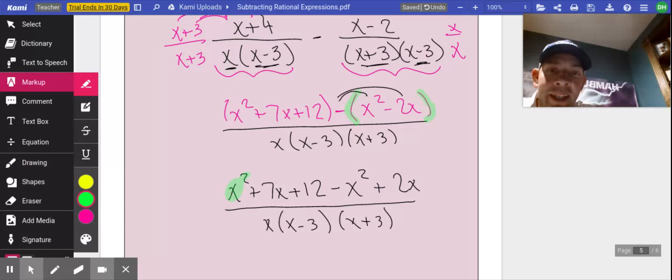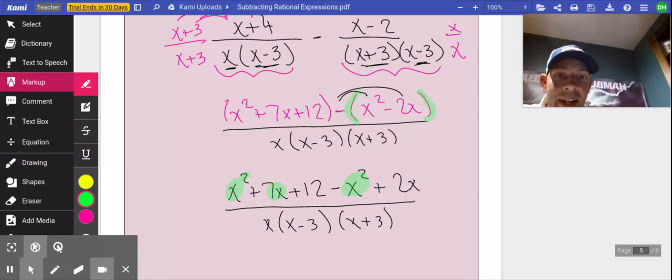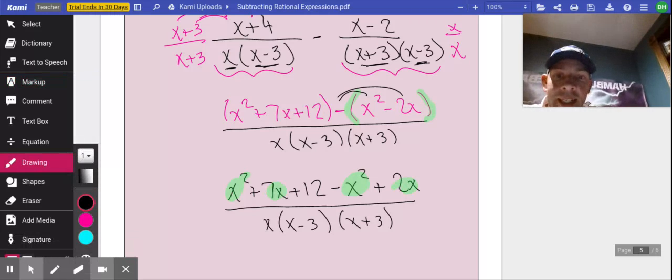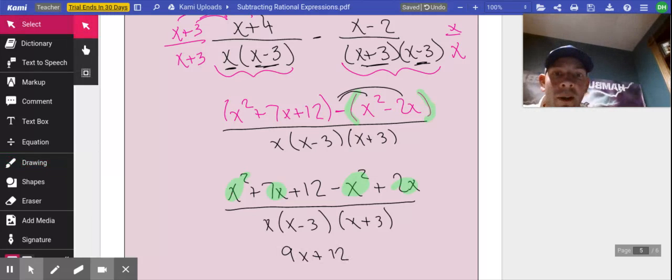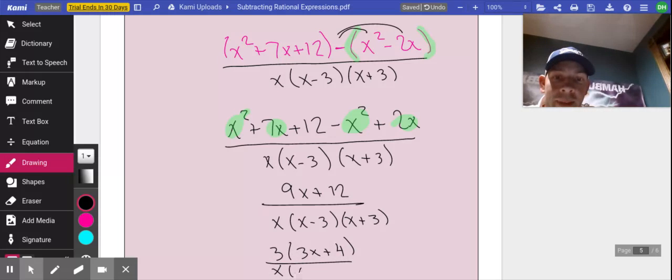We're going to combine this x squared with this negative x squared. They cancel out. And that 7x and that 2x are going to make a really nice 9x. And then we just got a random plus 12. Let's put that all over our common denominator of x minus 3, x plus 3. And I think I see an opportunity to take out a GCF of 3. But unfortunately, I don't think anything's going to cancel. So we're just going to sit on this for our final answer.